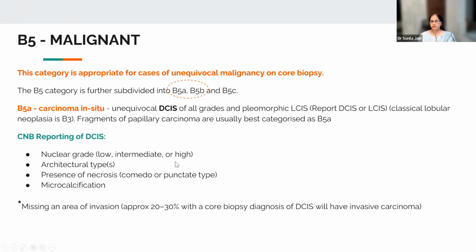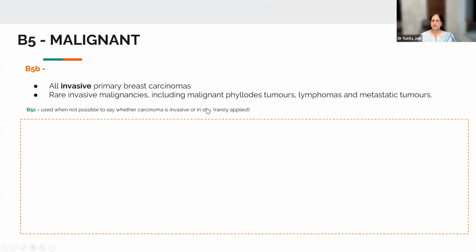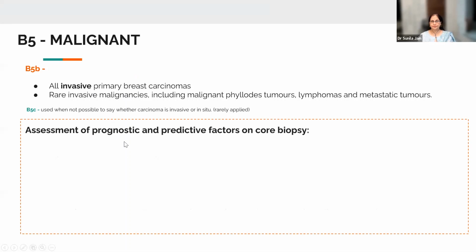At the same time, the clinician should be aware that if the lesion is categorized as B5A, there is a chance of missing a lesion of invasive carcinoma in the vicinity, which may not have been sampled. B5B is the category for all invasive breast carcinomas and rare invasive malignancies like malignant phyllodes, lymphomas, and metastatic tumors. B5, as I have already discussed.